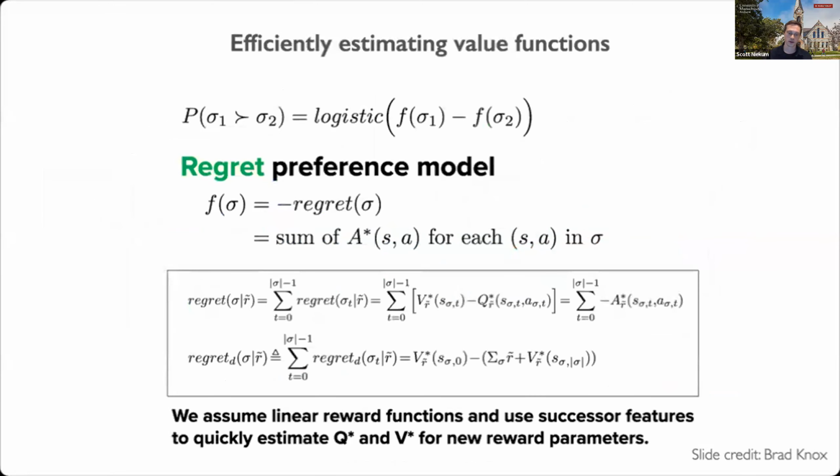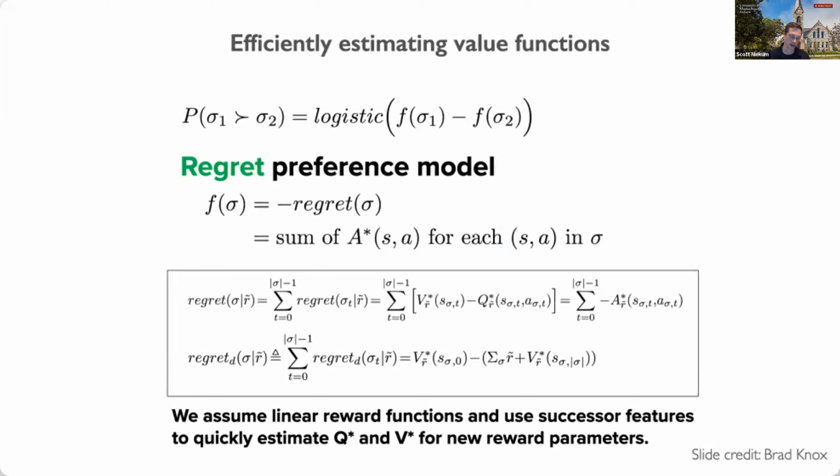Okay, so that's nice, but how usable is this model? Well, it turns out that it is computationally a little bit more, actually significantly more complex to use, because it requires computing Q star and V star for the reward functions that we're proposing during inference.